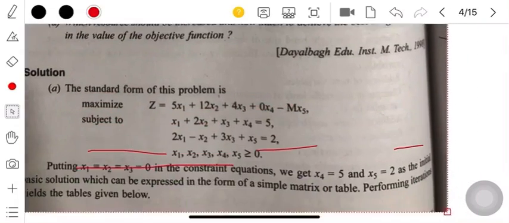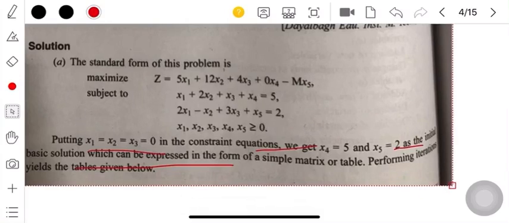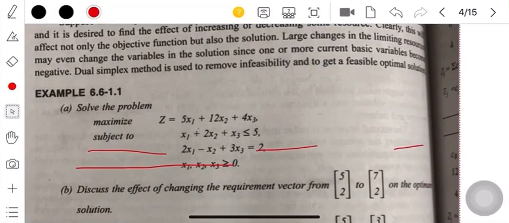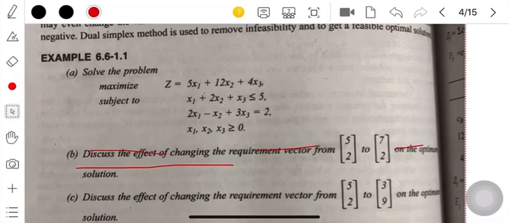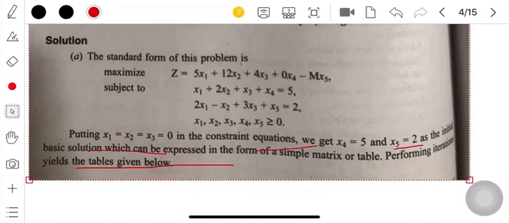Let me move ahead. So the standard form, we can convert it into the standard form. It will be 5x1 plus 12x2 plus 4x3 plus 0x4 minus Mx5, because one constraint is of equal to type. So we are going to use the Big M method. So this is the standard form. We have converted all the inequalities into equalities, right? Now find the initial basic feasible solution. So put x1, x2 and x3 equal to 0 in the constraint equations. We will get x4 and x5, the values of x4 and x5. Now we have to check whether this is optimal or not. So just proceed further.